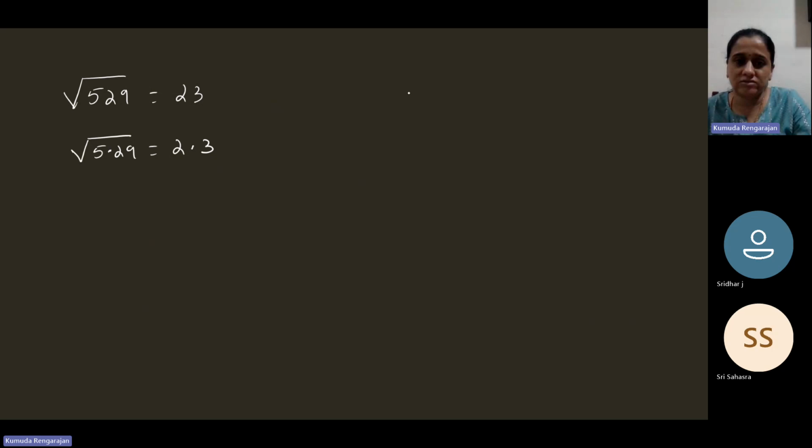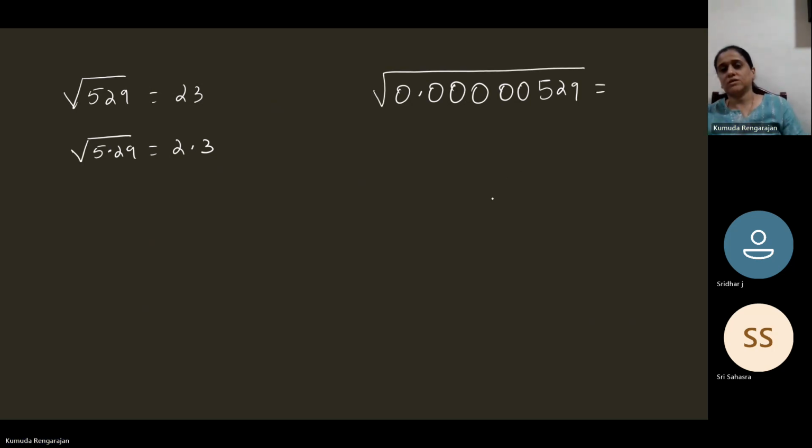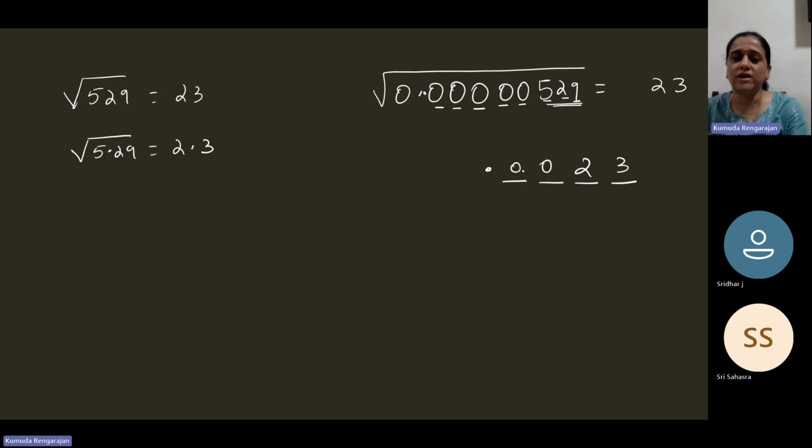Okay, let's take this. What will be the square root of this number? Now, when it is 529, it is 23. Now, 1, 2, 3, 4, 5, 6, 7, 8 places: 0.0 so 4 means after the decimal point there should be 1, 2, 3, 4 digits. But there are already 2, 3, so 2 zeros should come first, and then the 0. So 0.0023 is the square root of this number.